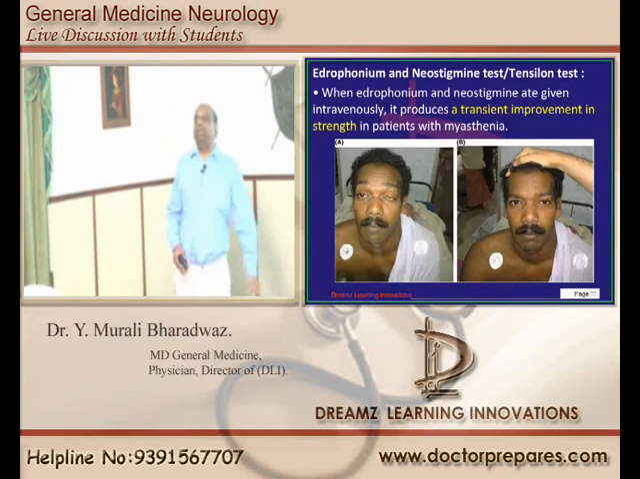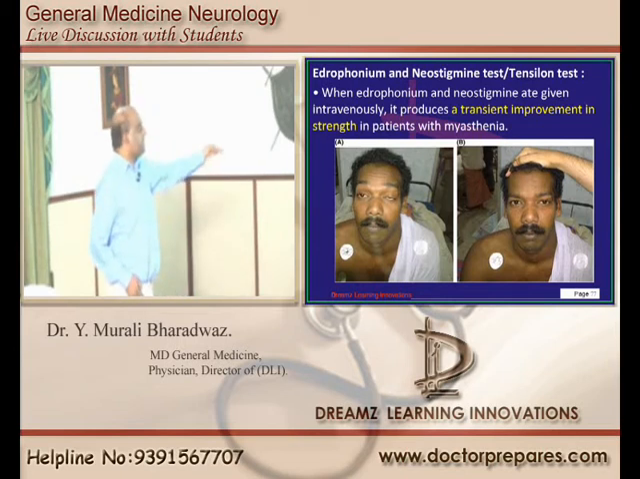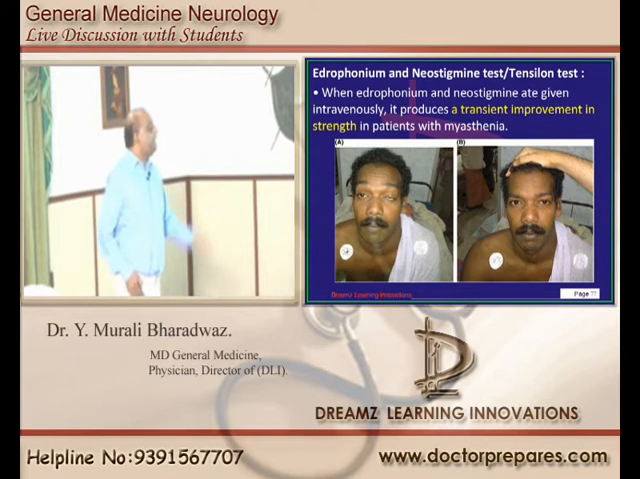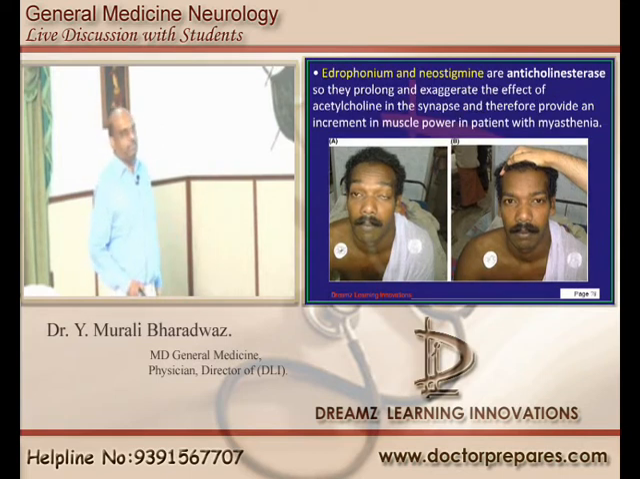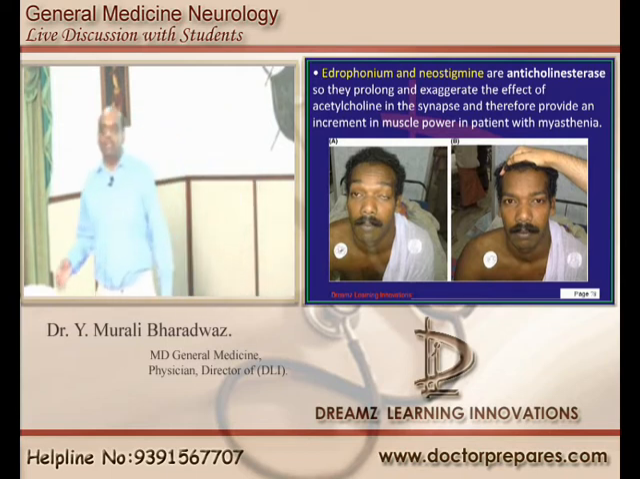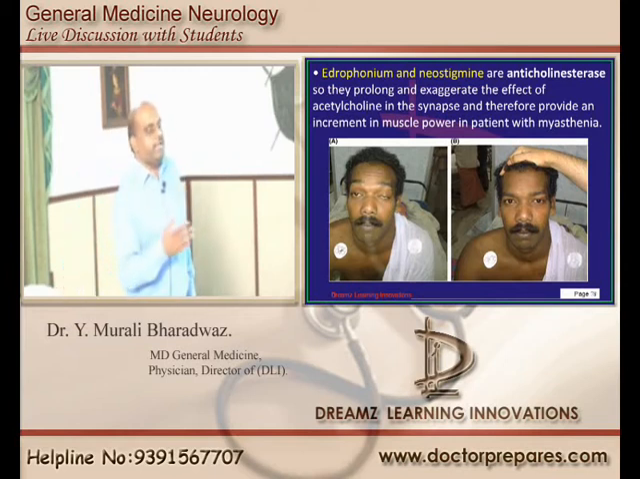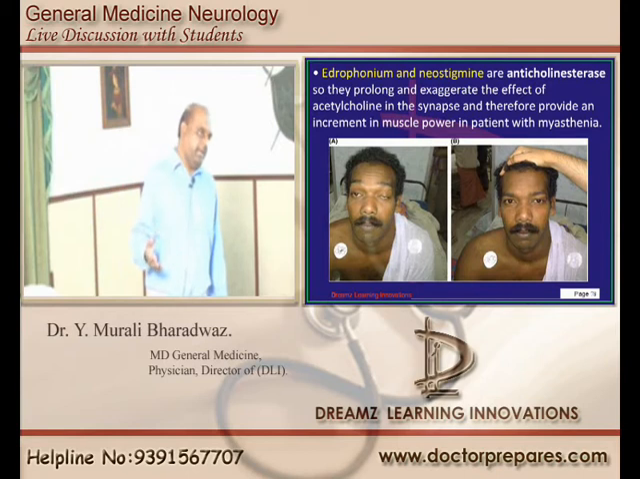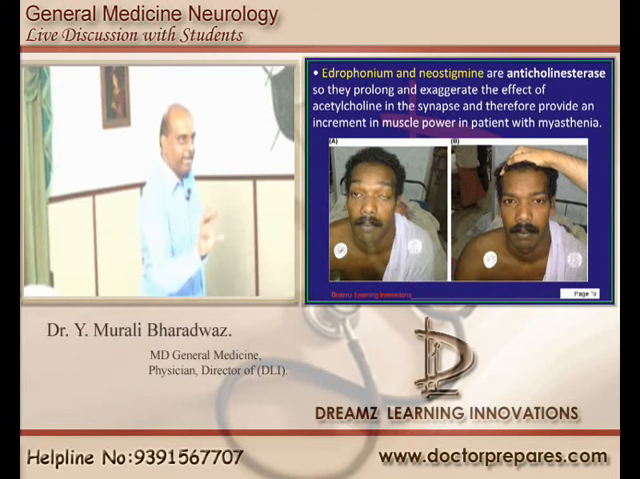Then comes the edrophonium test. Before edrophonium there is ptosis, muscle weakness. After giving edrophonium and neostigmine, there is an improvement in strength. What is edrophonium fundamentally doing, doctor? It is a cholinesterase inhibitor. If cholinesterase is not there, acetylcholine will not be degraded. If it is not degraded, the amount of acetylcholine in the synaptic cleft will increase. So even if the receptors are few, this increased acetylcholine will bind with them and improve the muscle power, muscle strength. So that is the idea.